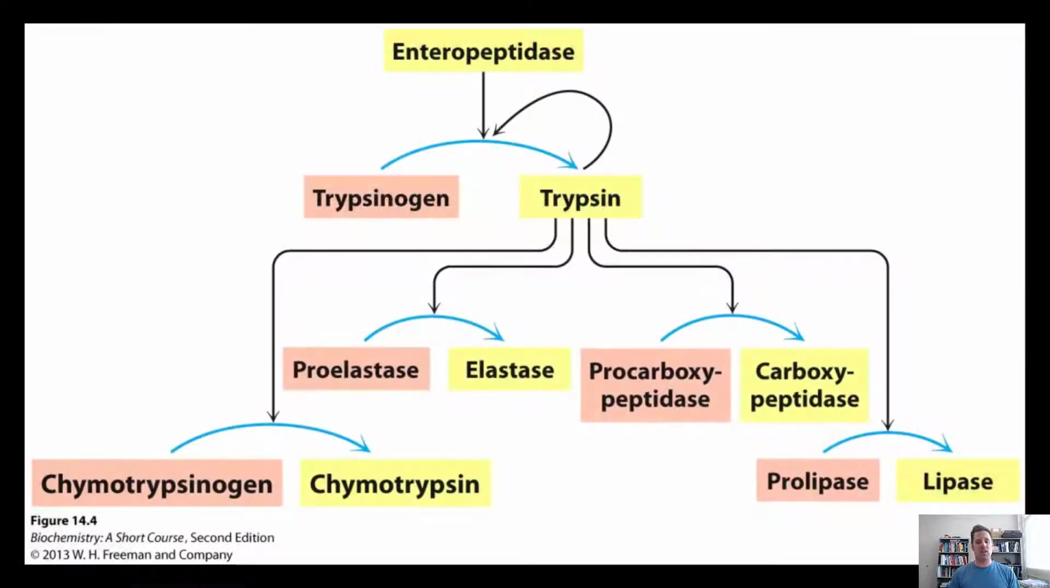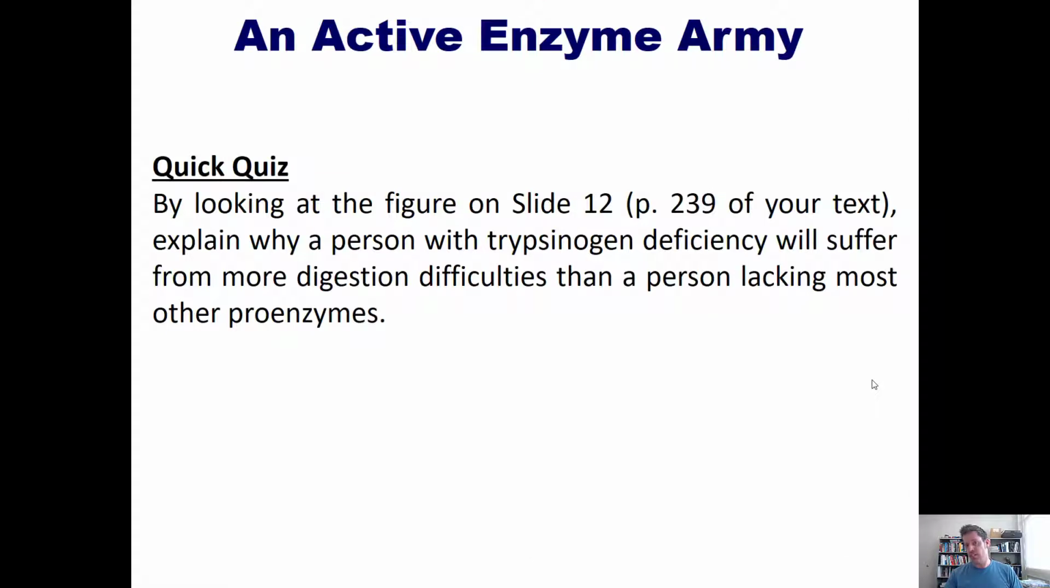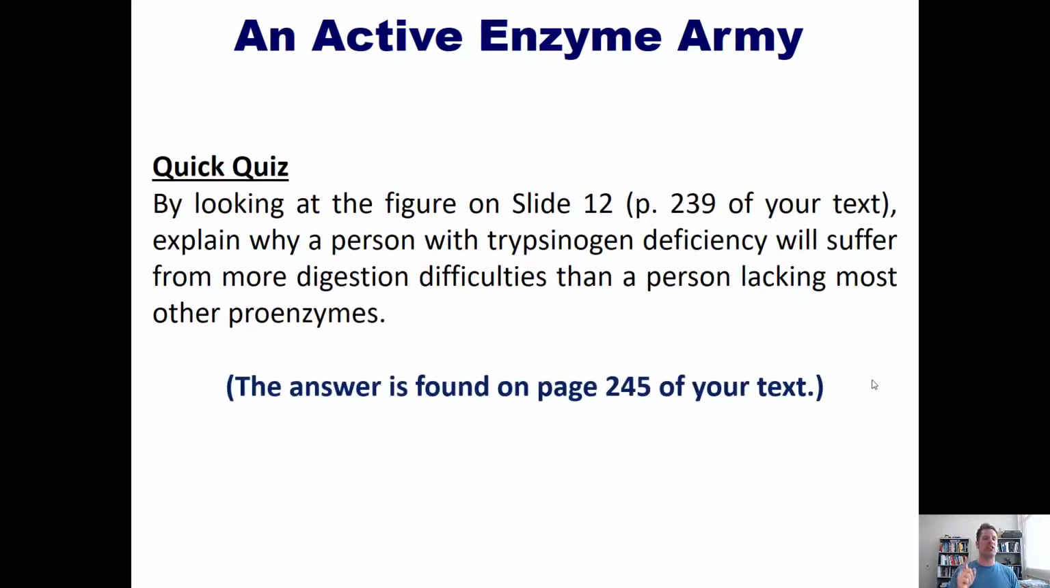By looking at the figure shown here, please explain why a person with a trypsinogen deficiency would suffer from more digestion difficulties than a person lacking most of the other proenzymes. Now, I'm not going to answer this here, but I invite you to try it on your own. Then, once you're done, you're welcome to look up the answer on page 245 of the textbook for this class.